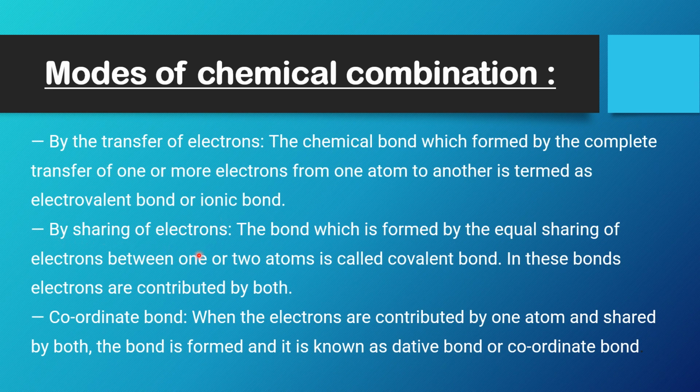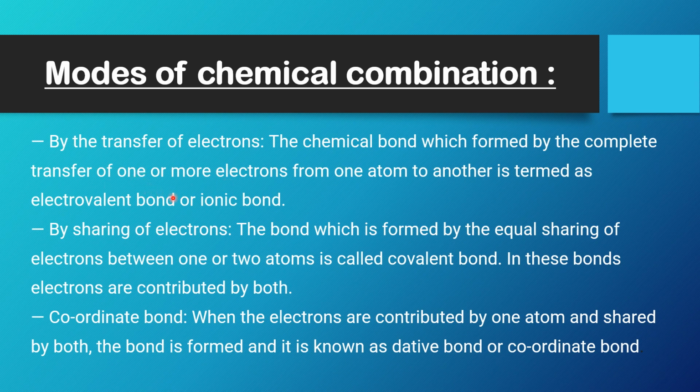Then, by sharing of electrons: the bond which is formed by the equal sharing of electrons between one or two atoms is called a covalent bond. In this bond, the electrons are contributed by both. The compounds containing such a bond are called covalent compounds, unlike the ionic or electrovalent compounds formed by the ionic bond.